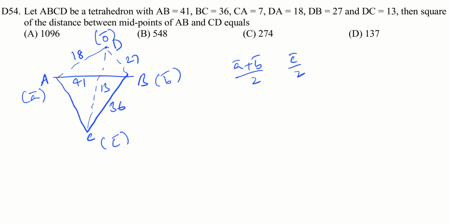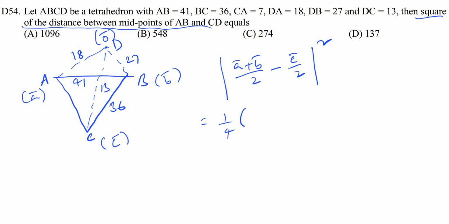Now I want the distance between these 2 points. It's nothing but the length of the vector. I want the square of the distance. That is what he asked for, the square of the distance between the midpoints. So basically this is what we have to find. Now I want you to observe that I can simply write it as 1 by 4 times mod of A bar plus B bar minus C bar whole square.